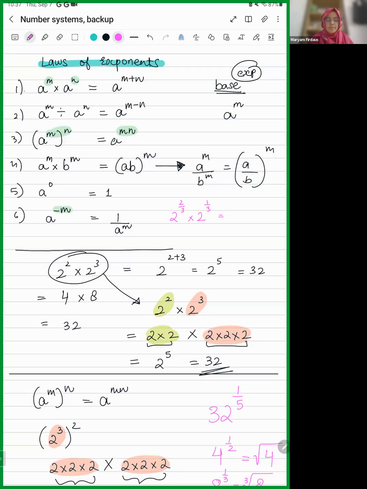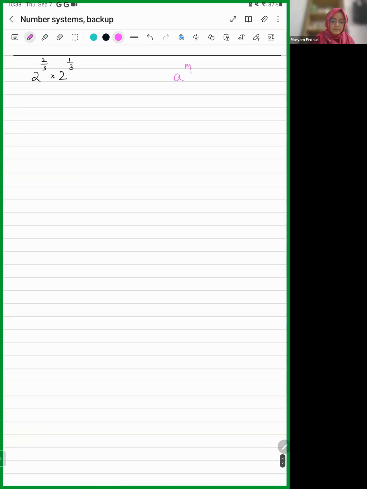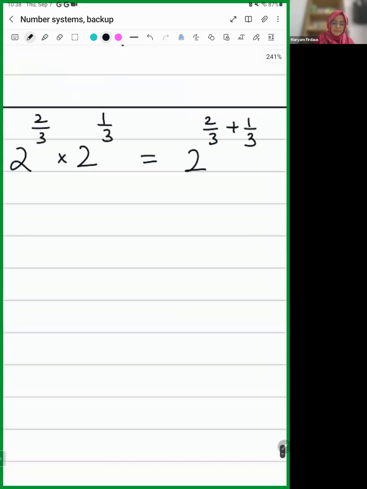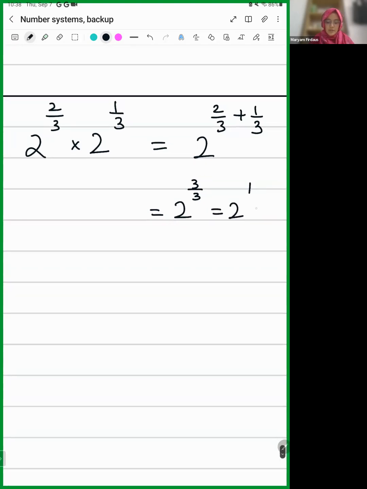The first one, right? So we know that a to the power m into a to the power n is a to the power m plus n. So this will be 2 to the power 2 by 3 plus 1 by 3, and the denominators are same. So 2 plus 1 equals 3. What is 2 by 3 plus 1 by 3? It is 3 by 3. So 2 to the power 3 by 3, which is 2 to the power 1, which is equal to 2. This is the final answer.